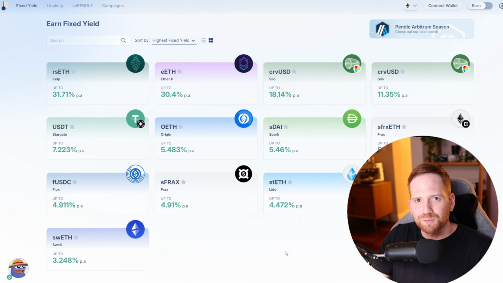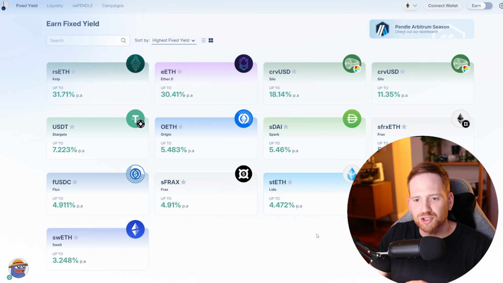Pendle Finance has two main products, Pendle Earn and Pendle Trade. And right now we're taking a look at the Pendle Earn dashboard, which allows you to earn fixed yield on different blue chip assets. You can see there's quite a few blue chips like Lido staked ETH at 4.4% APY or staked Frax at 4.9%. There's even the DAI stablecoin where you can earn a safe 5.6%.